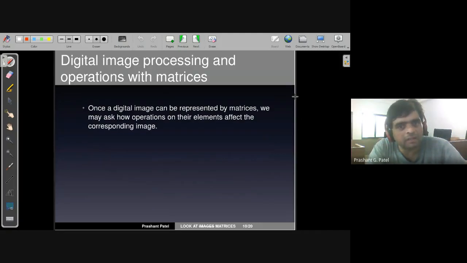Once a digital image can be represented by a matrix, we may ask how operations on these images affect the corresponding image. That means once we have a digital image and we can convert it into a matrix, we should ask what the transpose of that matrix will represent. What will happen if I interchange certain values in the matrix, what will happen to the image? These are certain questions we should ask, and we need to find out the answers.